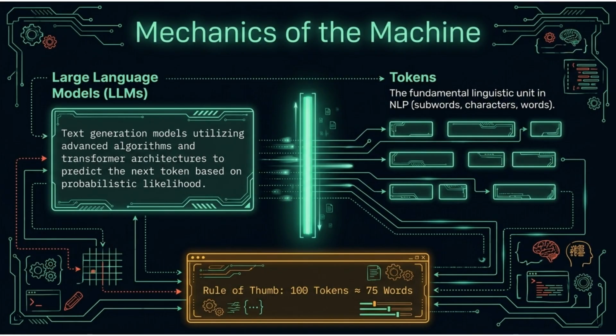Large language models, or LLMs, are text generation models that predict the next token based on probabilistic likelihood. Tokens are the fundamental linguistic unit, roughly 100 tokens equaling 75 words.